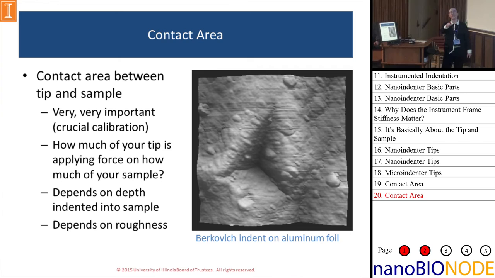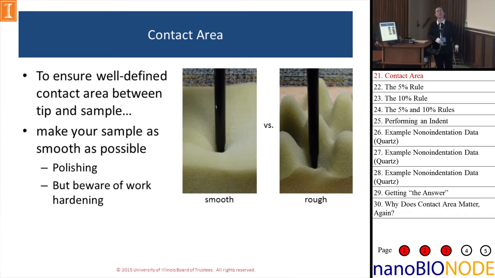The shape of the indent is a little vague here. Let me try to give a more familiar example, because I'm sure you don't do nano indentation every day. You might end up poking stuff with pens every day a little bit more often. So we're talking about the contact area between this pen and a piece of foam. If you've got a nice smooth sample, nice smooth foam, then it's very predictable as you poke the pen into the foam that you know how much of the foam is going to touch your pen.